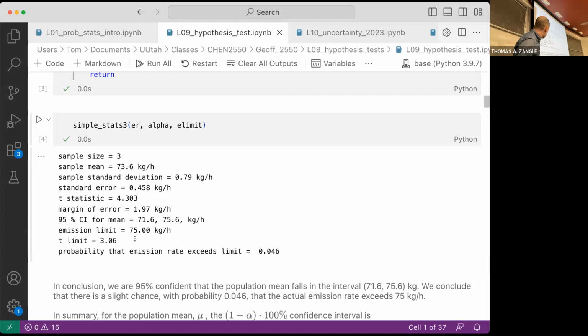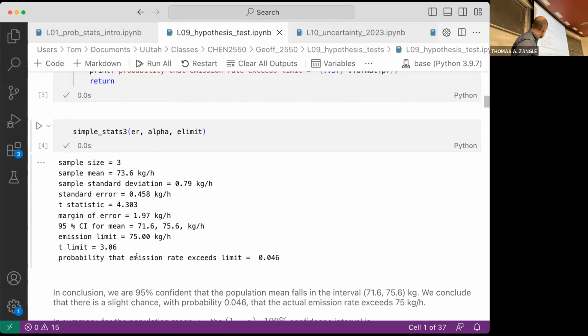And we said this last time. So based on the t distribution, we computed the probability that the emission rate exceeds the limit as 0.046. Based on the area under the t distribution curve, we ended up with this value of 0.046, meaning that there is only about a 4.6% chance that we would see the results that we saw, again, with a mean of 73.6 and that standard deviation of 0.79.